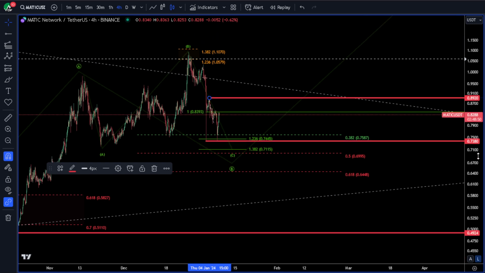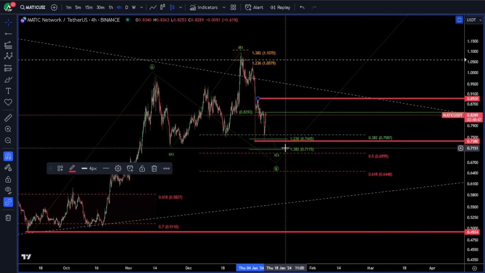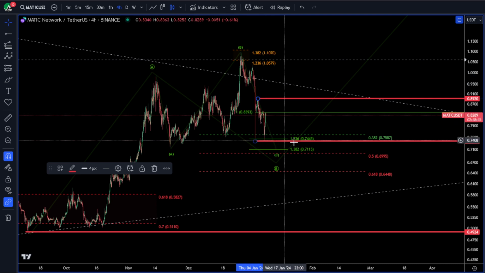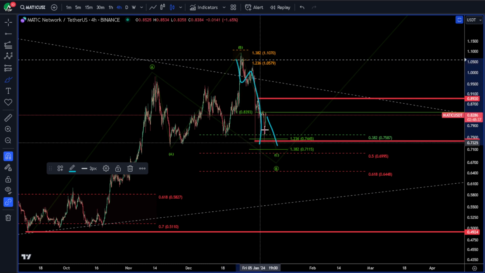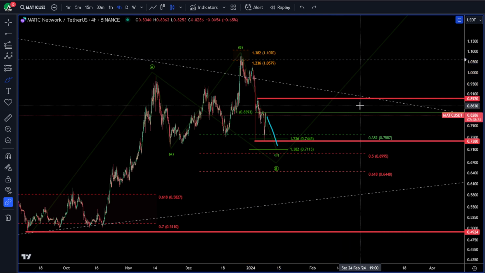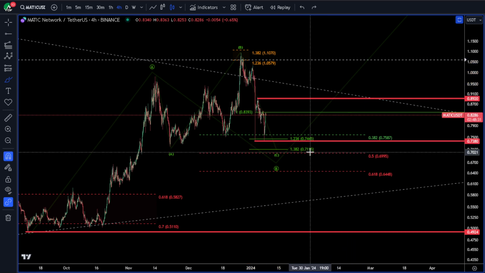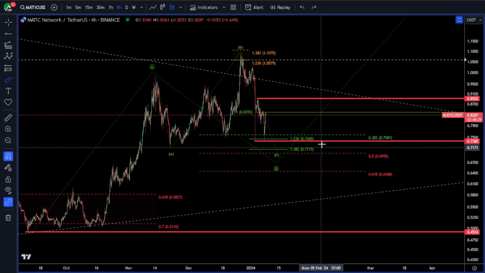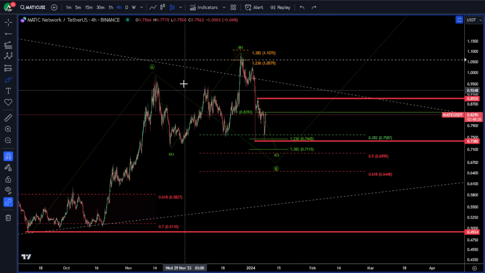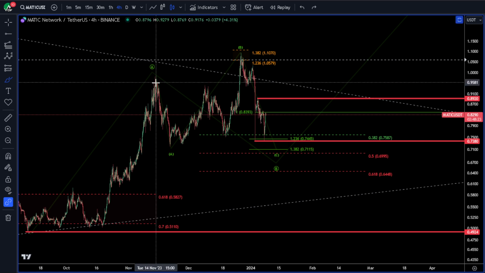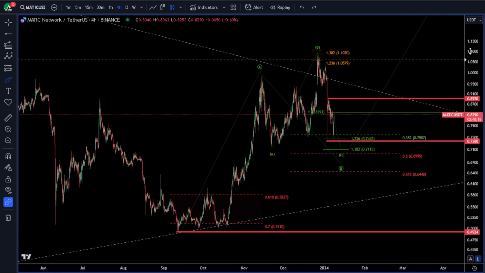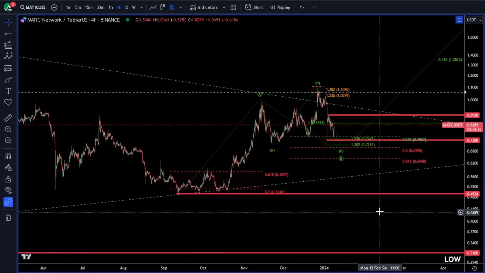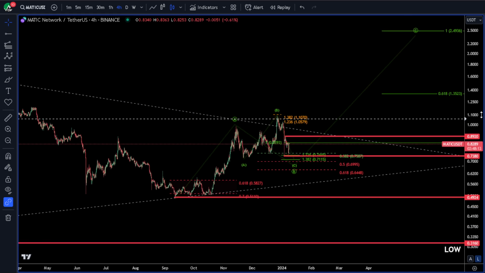If we break that level, I would switch this count to a WXY, where this becomes a Y wave rather than a C wave. In a C wave, we need one more wave to the downside to complete 5 waves. 1, 2, 3, 4, 5. Right between that extension level between the 1.236 and 382, between 71.15 cents and 74.45, in which case we would be completing this flat pattern in 5 waves, and look for our C wave to the upside.